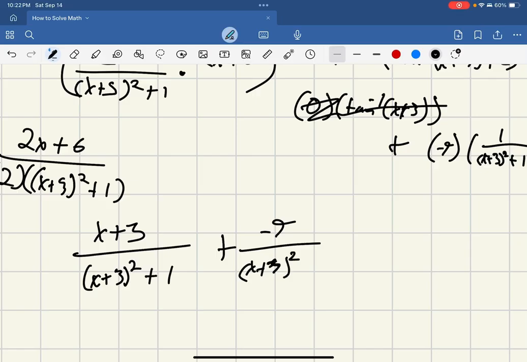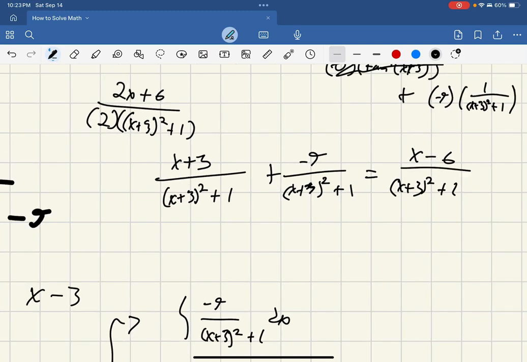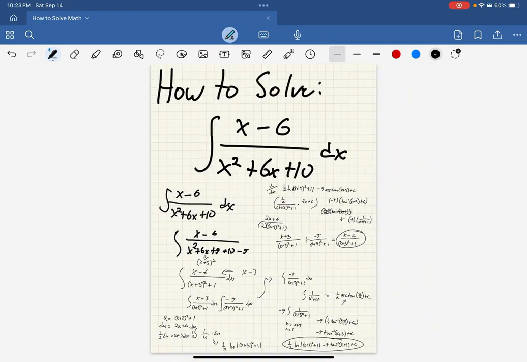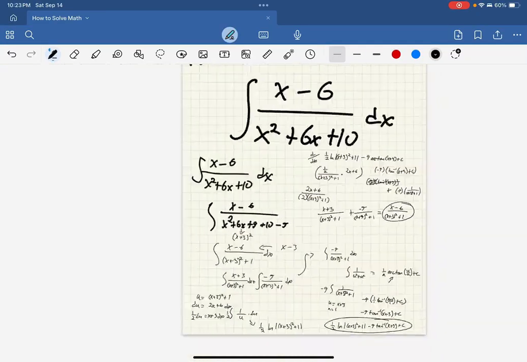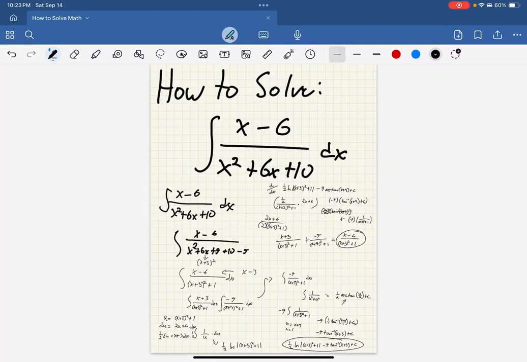So this is going to be plus negative 9 over x plus 3 squared plus 1. Let me fix that 3. That's a horrible 3. That's fine. And then we add those together. It's going to be x minus 6 over x plus 3 squared plus 1. Now, I don't know if I'm completely correct on this. Do not take my word. This is the way I came up with after thinking hard. I actually wasn't taught how to do this, so hopefully I'm correct. But anyways, if I am correct, this is how you solve this equation.